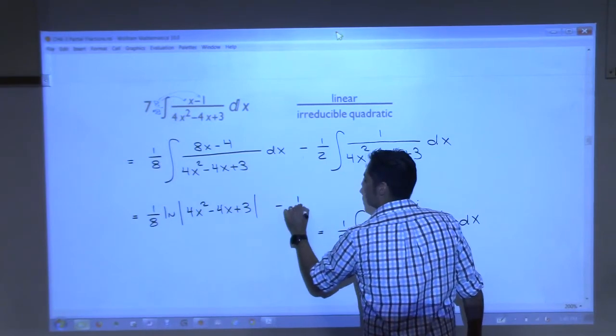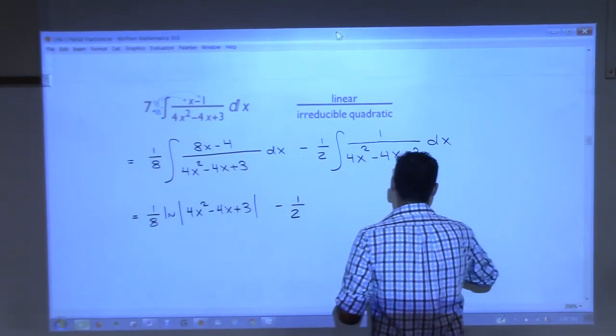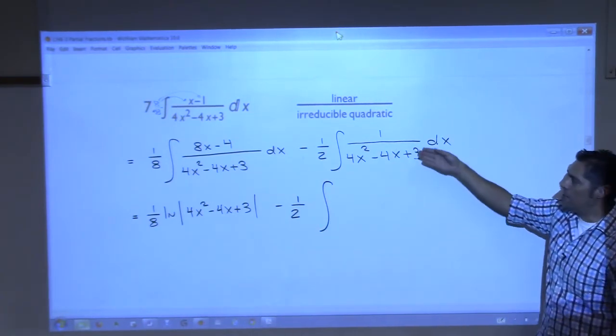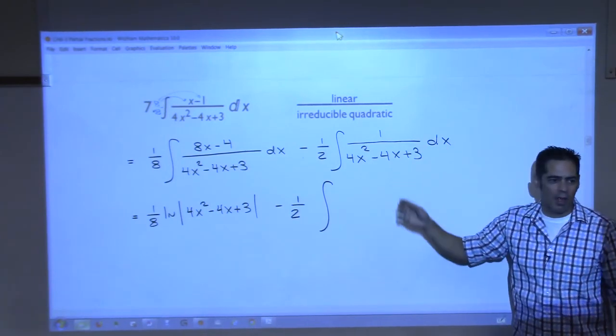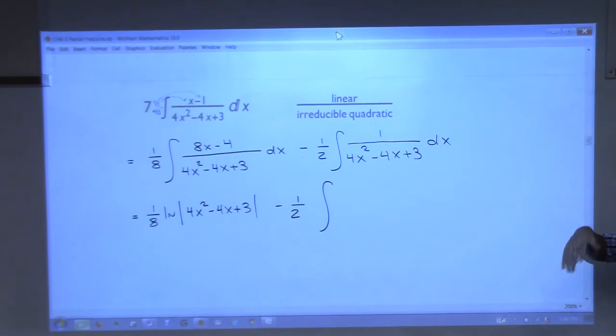Minus 1/2. And now we have the pleasure of dealing with this, which is a constant over an irreducible quadratic. We started the problem with a linear expression over an irreducible quadratic. Now we've got it back to this, so we complete the square to do that one.